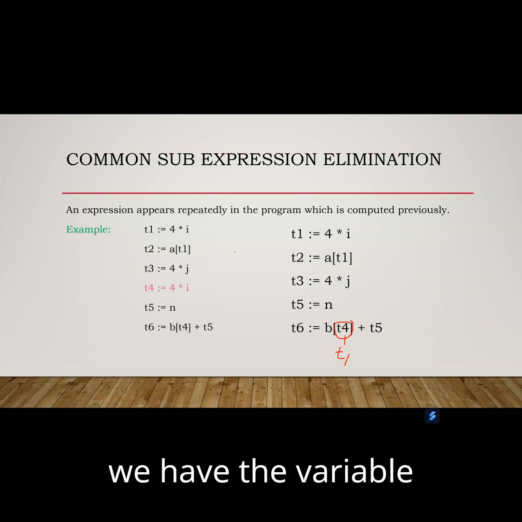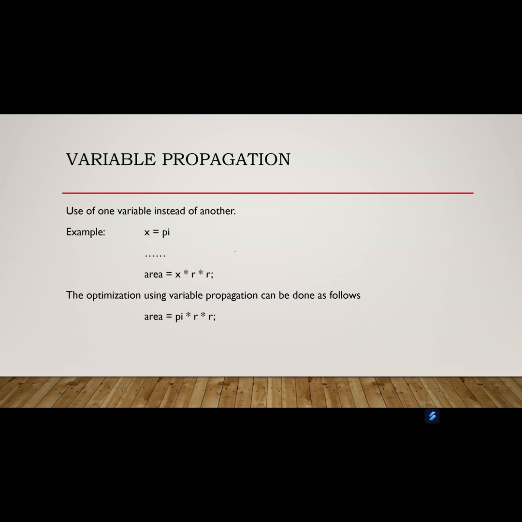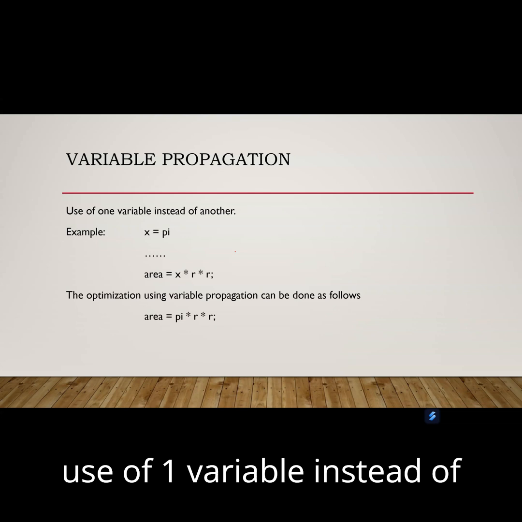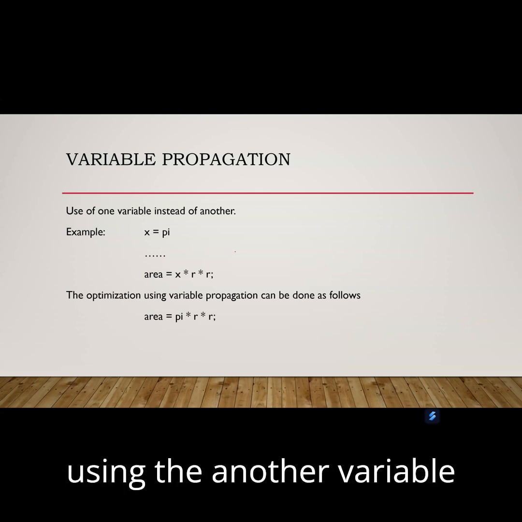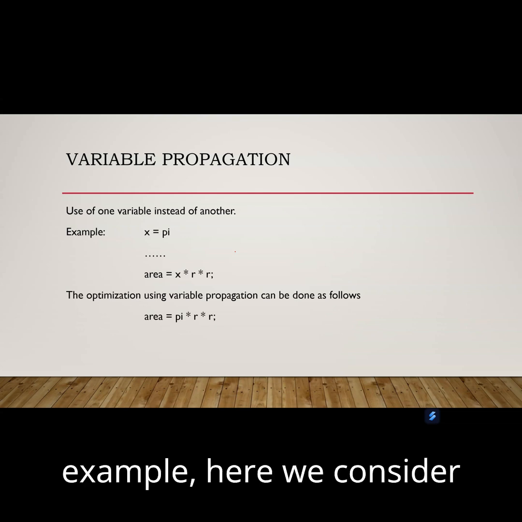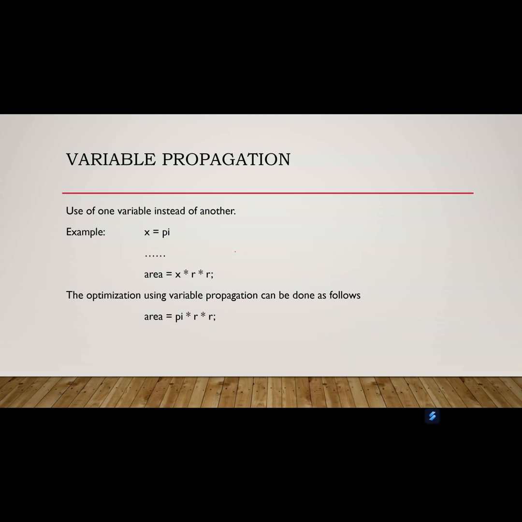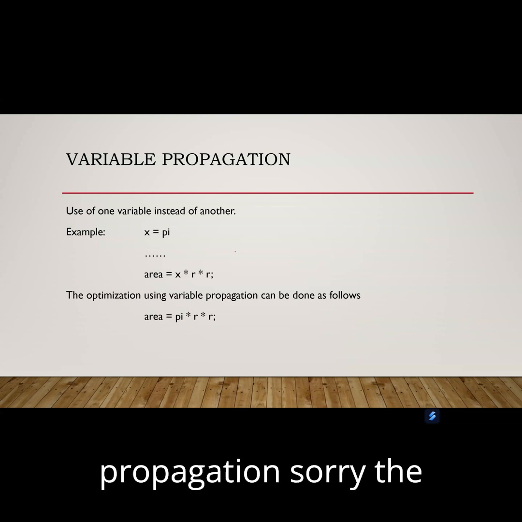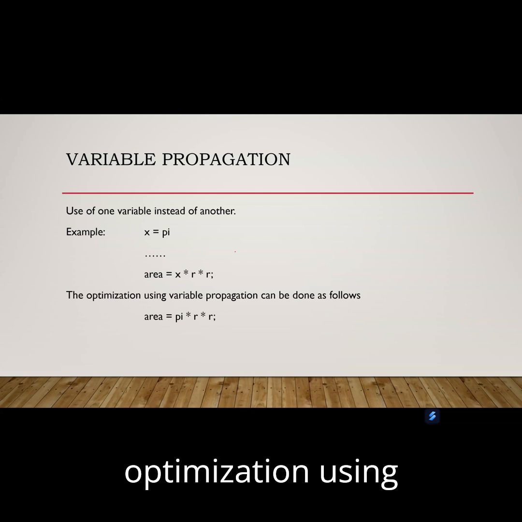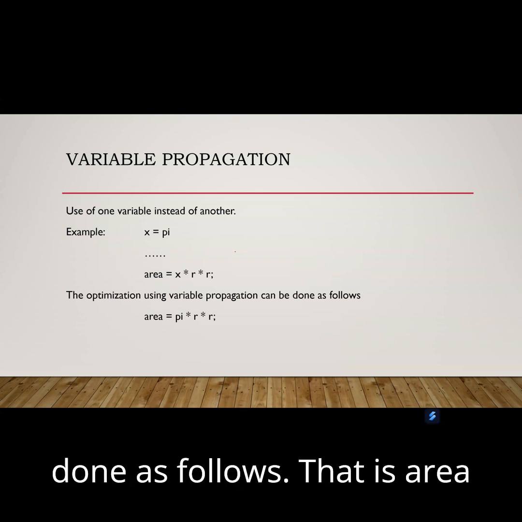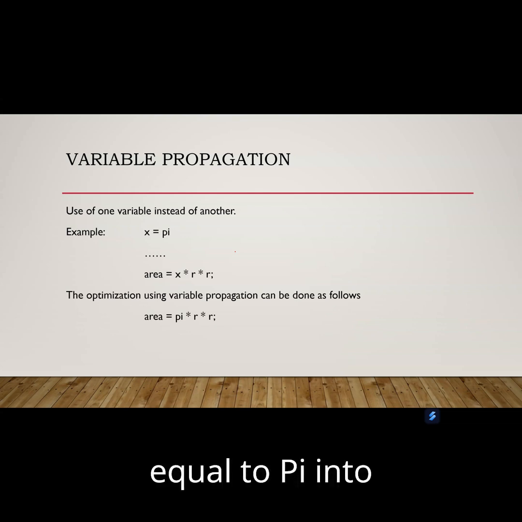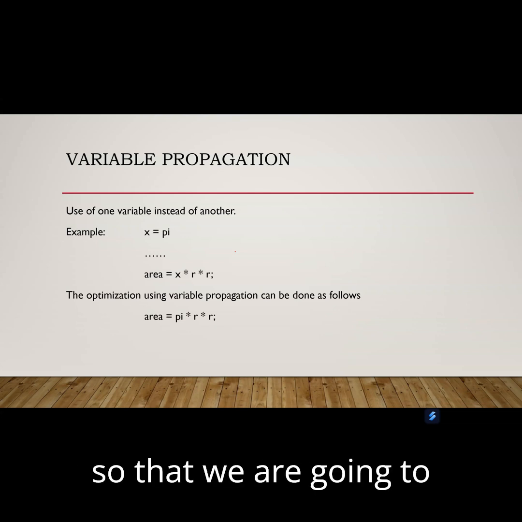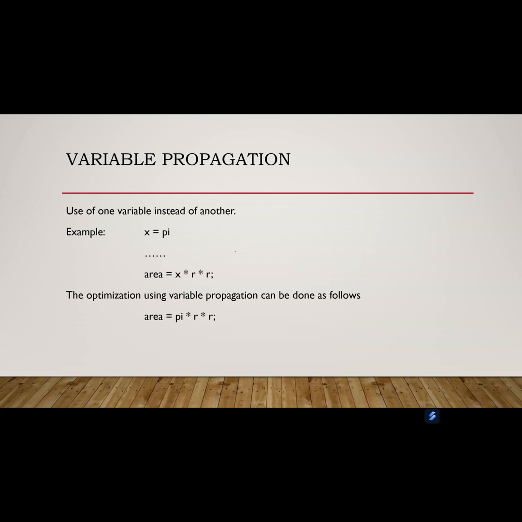Next, we have the variable propagation. Variable propagation means use of one variable instead of another. For example, here we consider that x equal to pi, right? Area equal to x into r into r. The optimization using variable propagation can be done as follows. That is, area equal to pi into r into r. Here the variable x is eliminated, so we are going to consider pi here. That is the variable propagation.